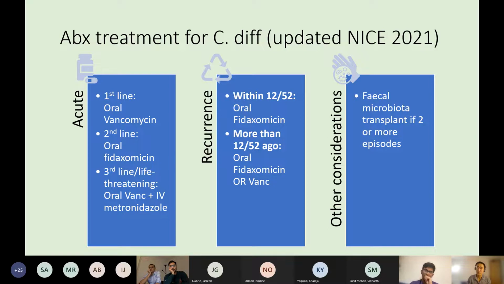However, if it was longer ago and they've come back later, then it's likely a different bug, a different type of C. diff or a different serotype. So therefore, you're happy to try vanc or fidaxomicin because you don't think it's the same one that you tried treating earlier. The only other thing to think about is if they have 2 or more episodes, you can consider a fecal microbiota transplant, which is when you take a poo sample from someone else and then insert it so that you introduce healthy gut microbiota to make them more resistant to C. diff in the future. But it's obviously not a very appealing thought.